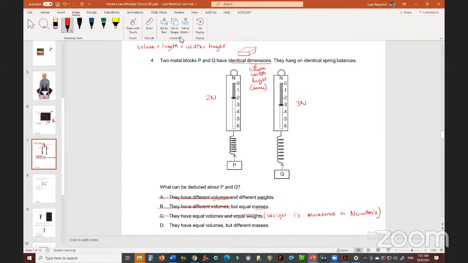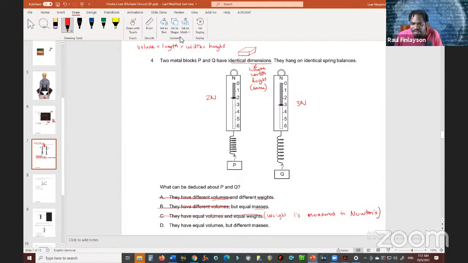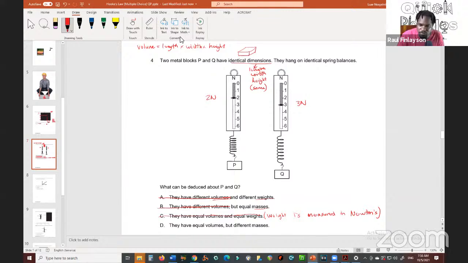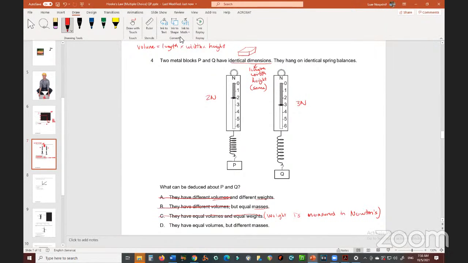The key things are hidden in the question. So it's hide and seek for some of the CSEC questions, guys. Seek and you shall find, knock and the door will be opened. So do we understand why D would be the correct answer? Yes, sir.